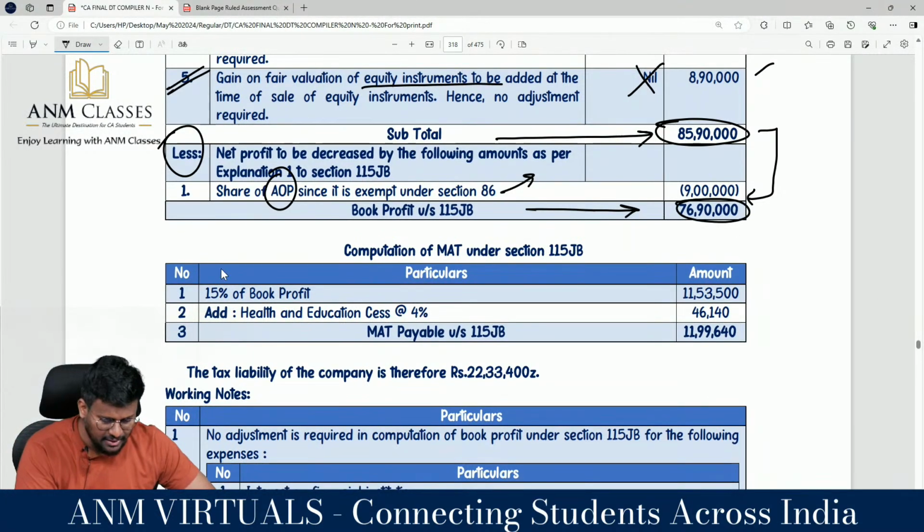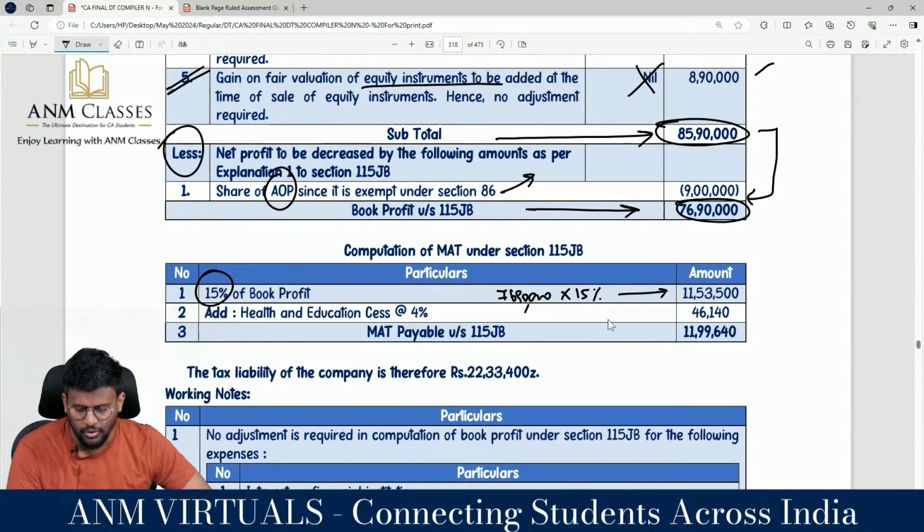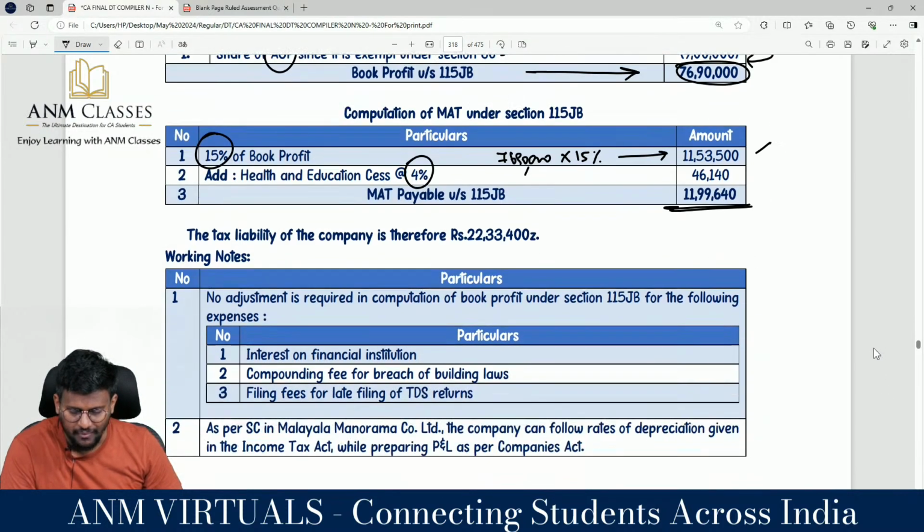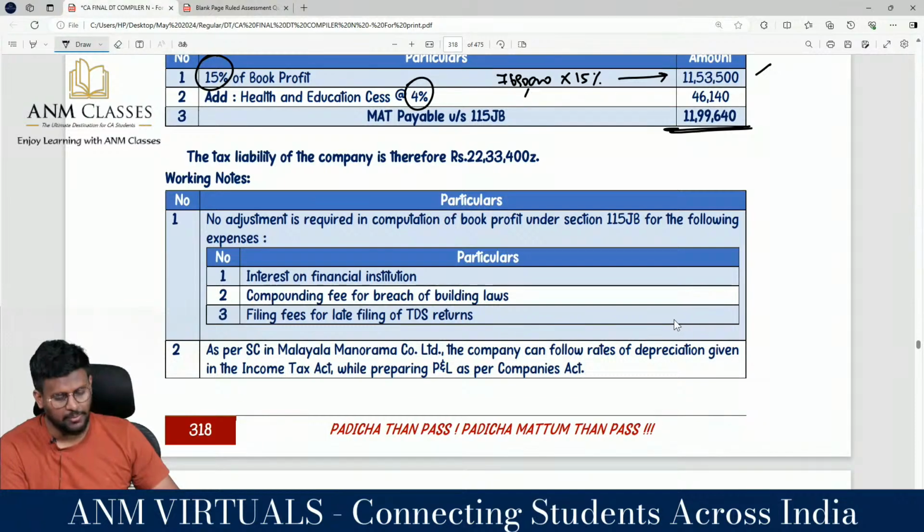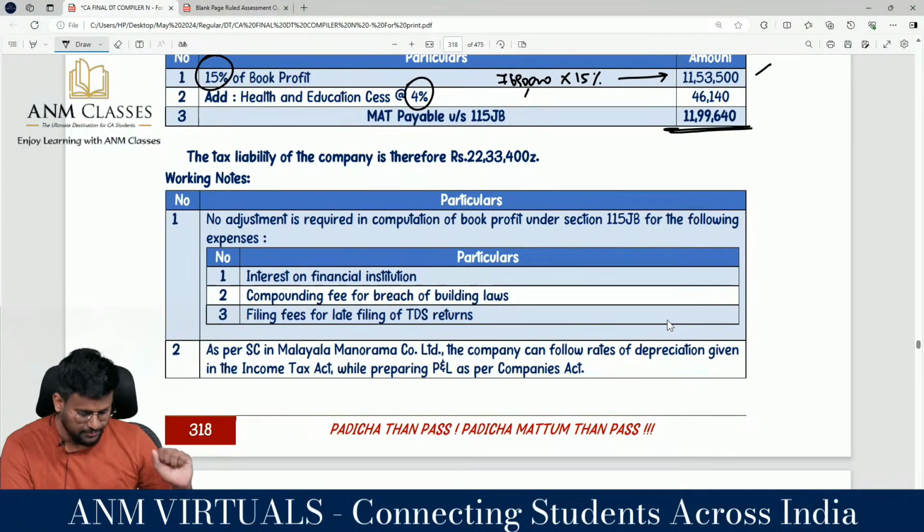On that 76 lakh 90,000, pay MAT at the rate of 15%. So 76 lakh 90,000 into 15% comes to 11 lakh 53,500. On this, add health and education cess at 4%. So MAT payable will be 11 lakh 99,640, my dear lovable students.